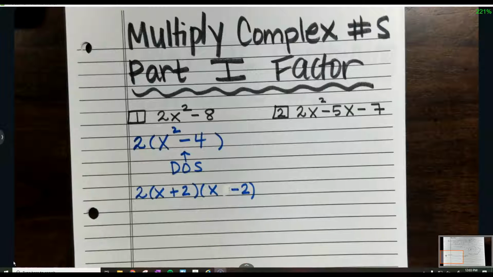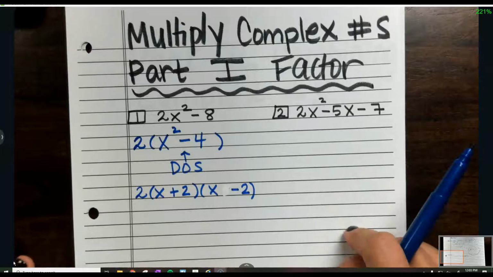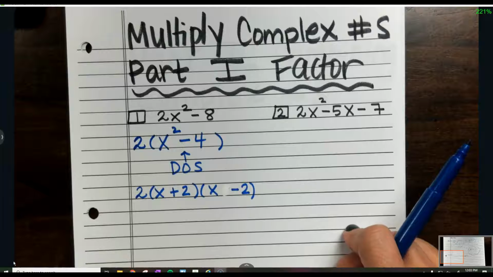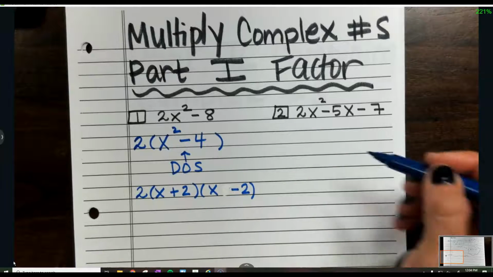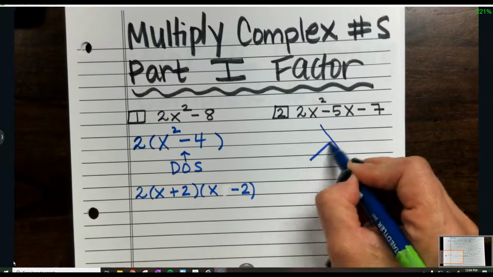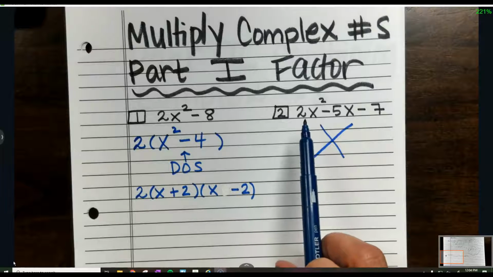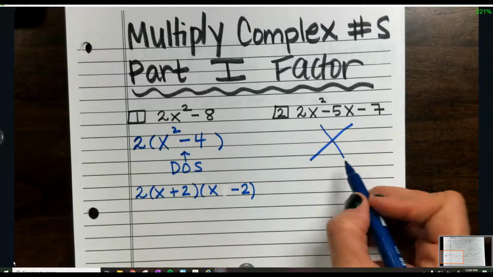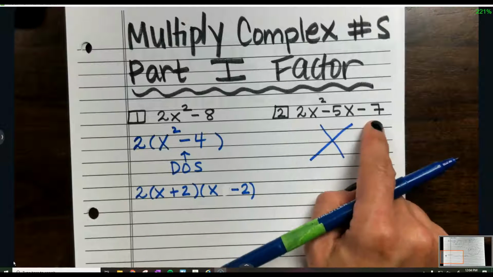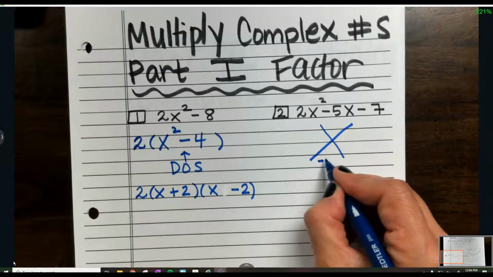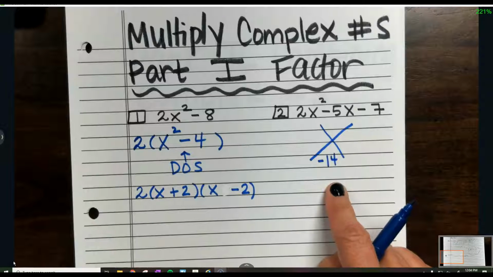Okay. And then number 2 is going to take up a few lines of my work. It's a little more involved. First of all, on problem 2, is there a GCF? No. So I'm going to go ahead and draw my organizer there. Remember, when the a value is not 1, you have to multiply. So down here, I'm going to put the product of 2 times negative 7. So write negative 14 at the bottom.